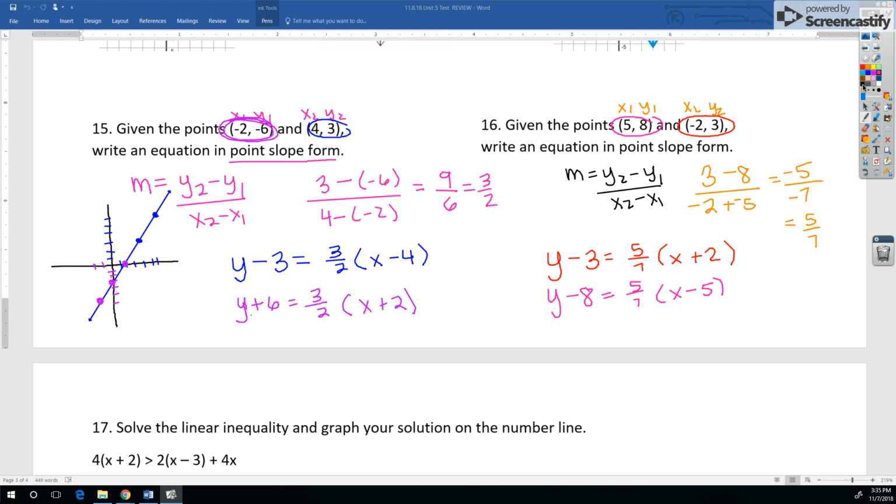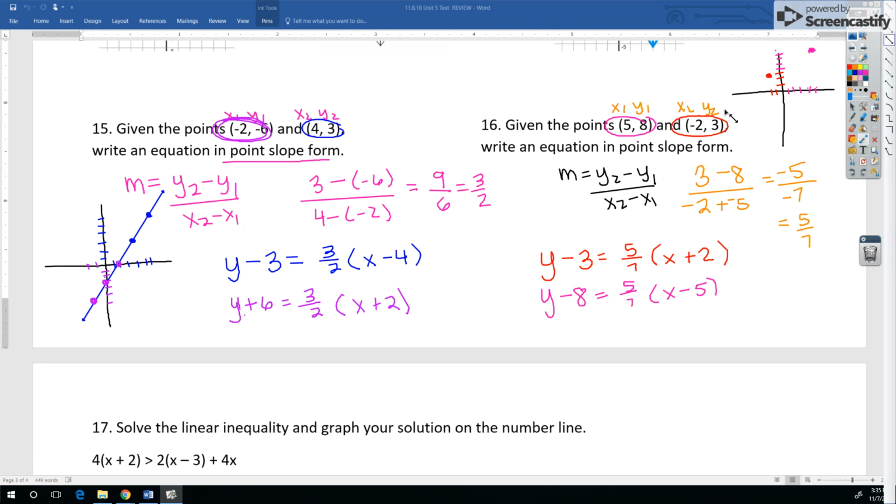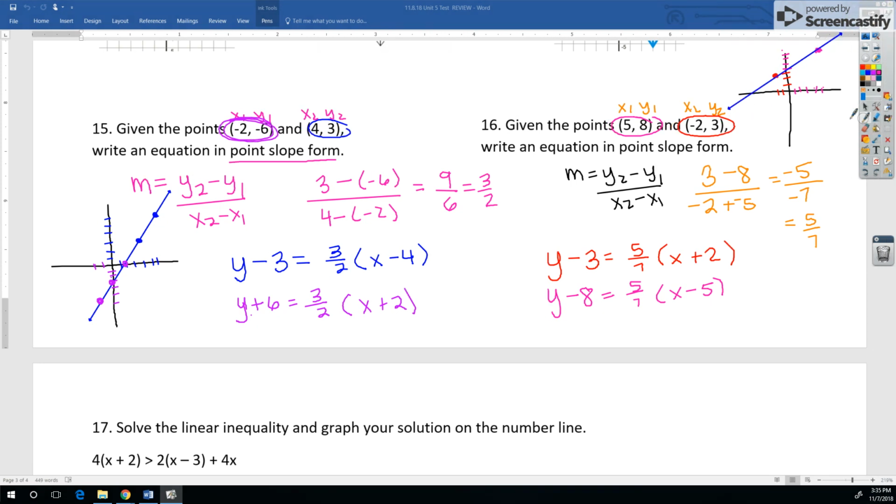I'm going to show you again, these are the same thing. So negative 2, positive 3 is here. 5, 8. It's 3, 4, 5, 6, 7, 8. It's like there. How do I get from one to the other? I go up 5 and I go to the right 7. They're together. They're on the same exact line.